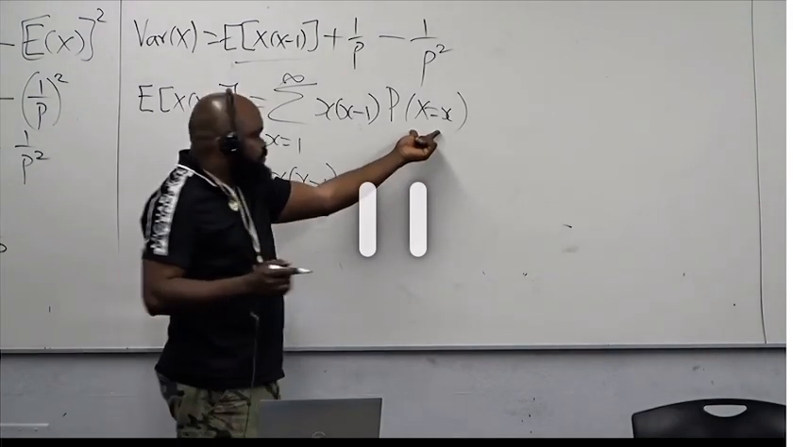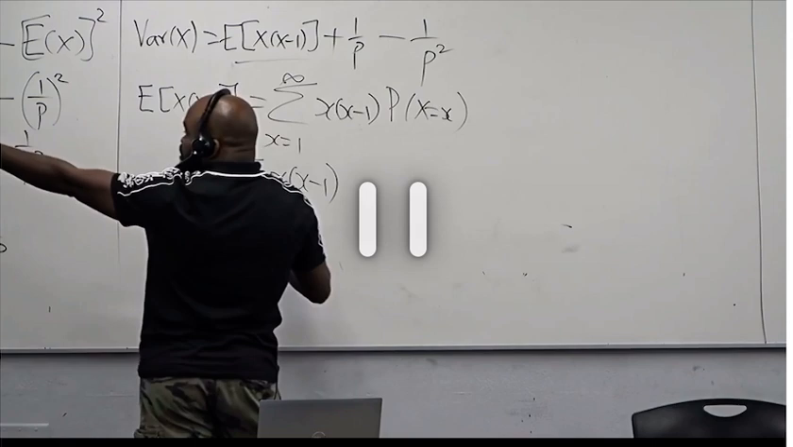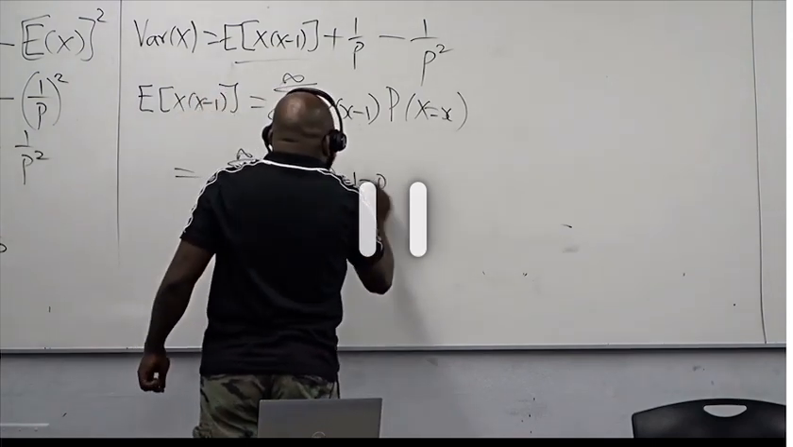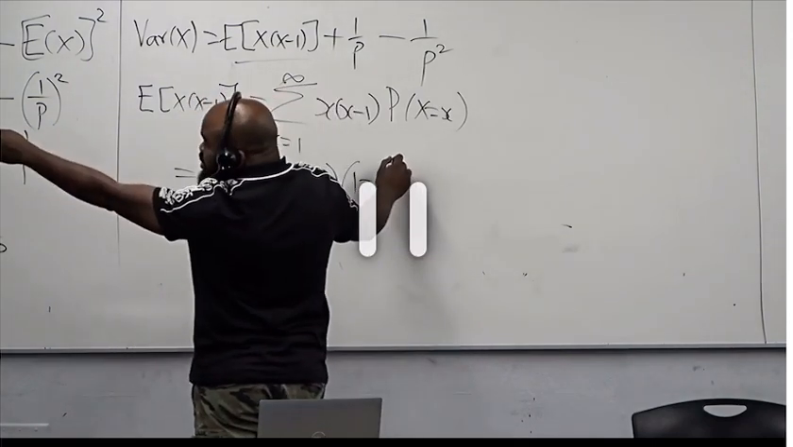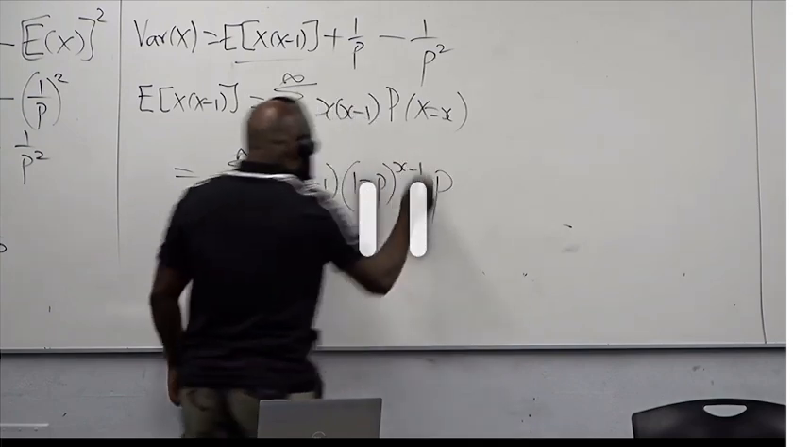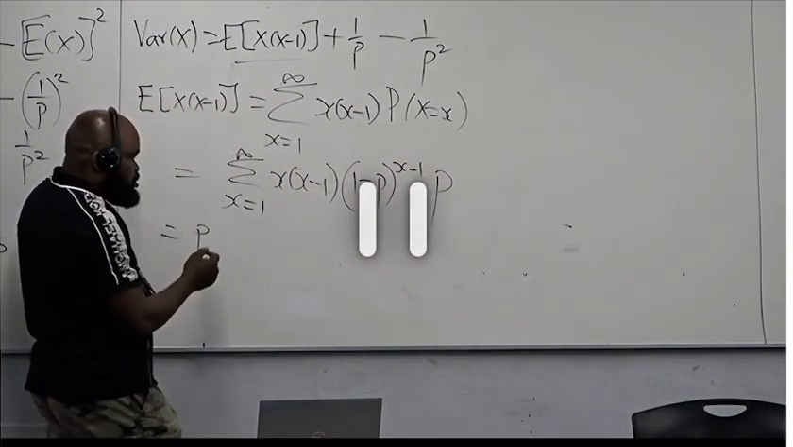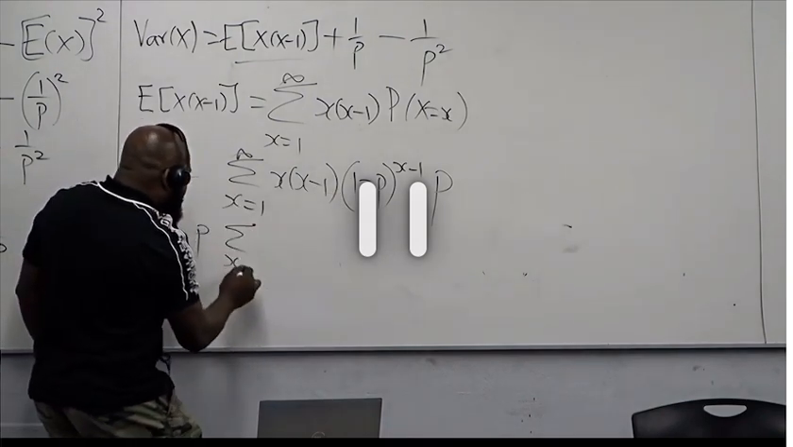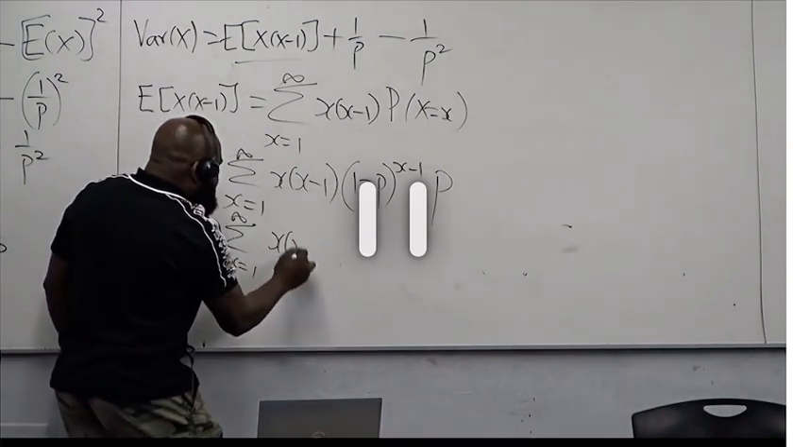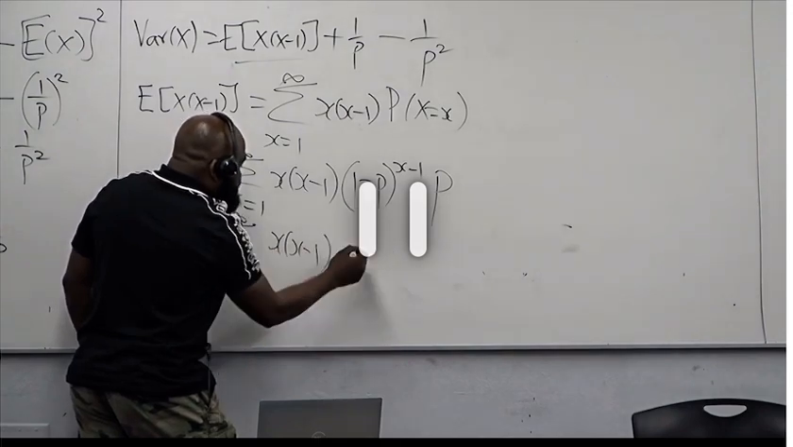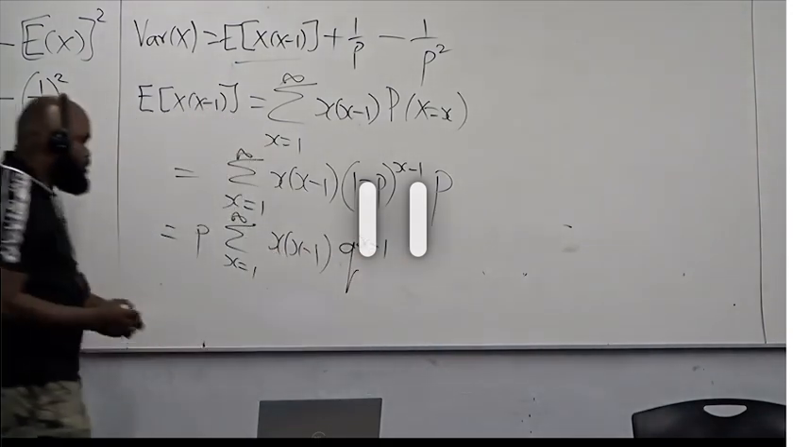So what is the function? Well, that function is 1 minus P raised to the power X minus 1 times P for geometric. Then I'm going to bring P out, X starting from 1 to infinity, X into X minus 1, this guy, Q raised to the power X minus 1.